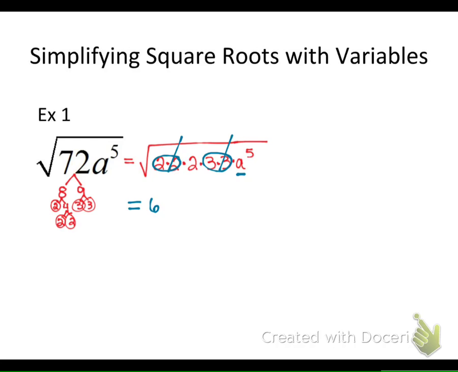Now, what you're going to do from there, you're going to take 1 away from 5. So, if you take 1 away from 5, what do you get? 4. What's half of 4? 2. So, A to the second power goes onto the outside.